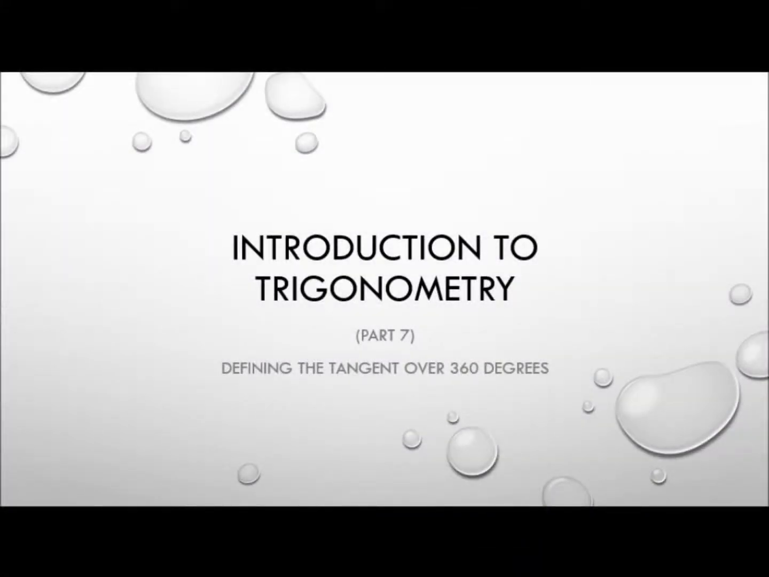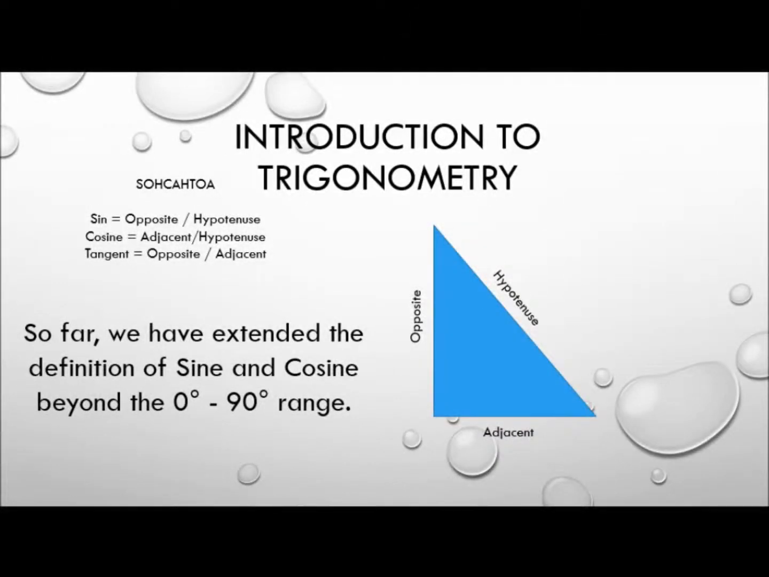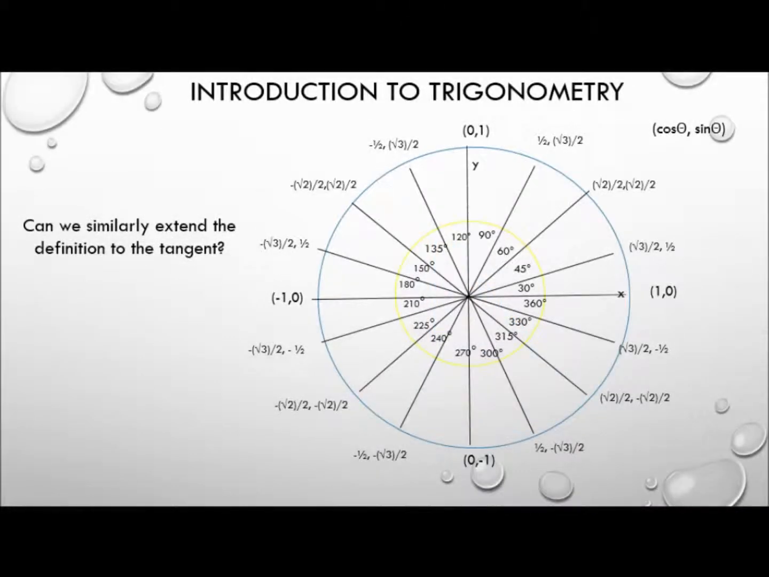GCSE revision video, and in this video we're going to be looking at defining the tangent over the full 360 degrees. Now in the last video we extended our definition of sine and cosine from the simple SOHCAHTOA definition, which worked between 0 and 90 degrees, into a unit circle that can work over the full 360 degrees. So the question is, can we do the same thing with the tangent?